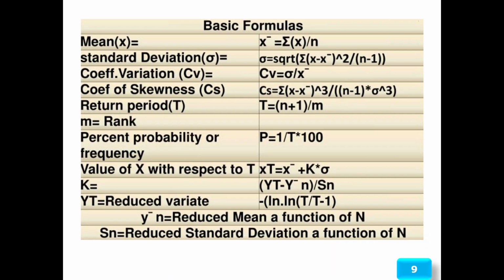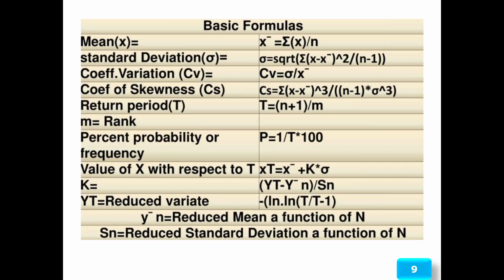The basic formula: x bar is equal to the summation of x divided by n. Standard deviation is s squared equal to the summation of (x minus x bar) power 2 divided by n minus 1, where the coefficient of variation Cv is equal to sigma divided by x bar. The coefficient of skewness Cs is equal to the summation of (x minus x bar) whole power 3 divided by (n minus 1) times sigma power 3.